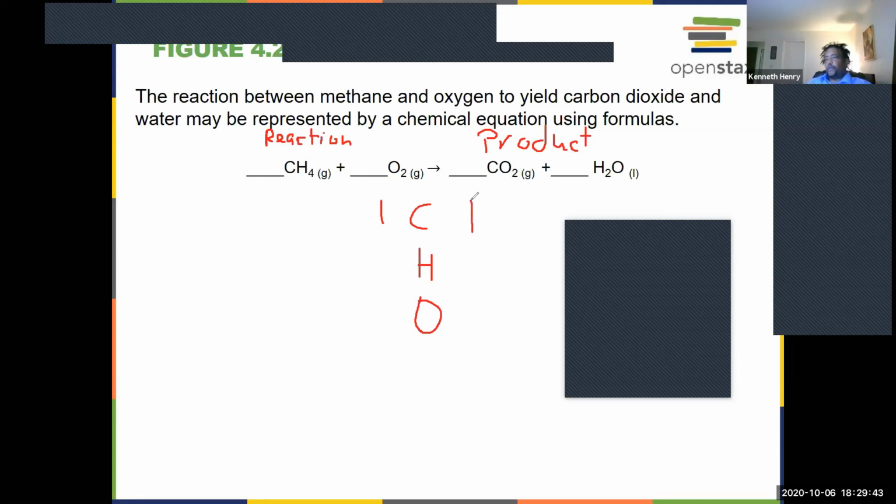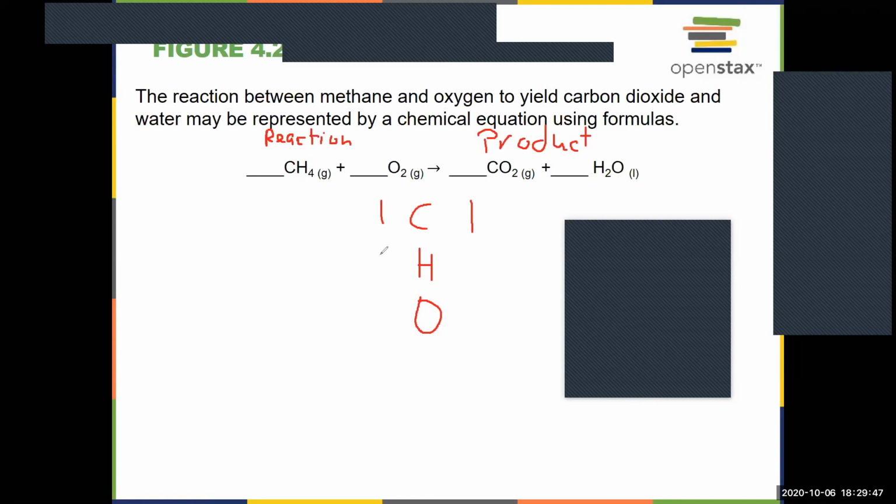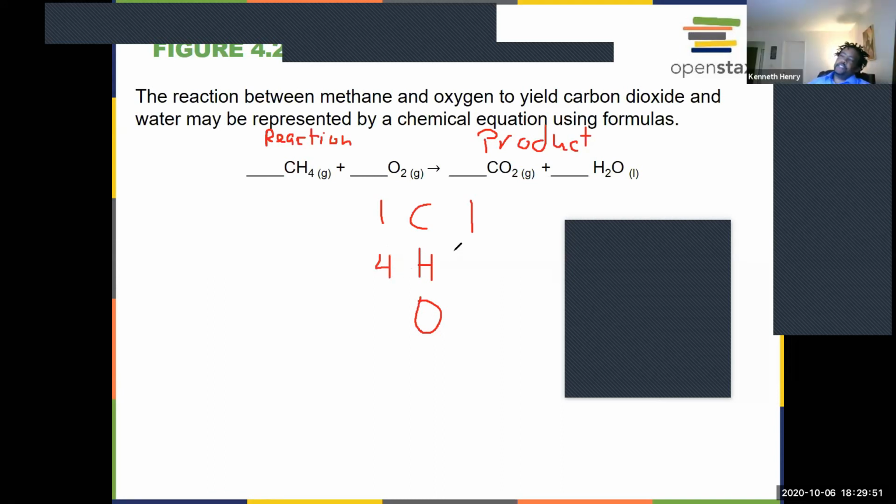On the reaction side of the equation, how many hydrogens do I have? 4. On the product side, how many hydrogens? 2. On the reaction side, how many oxygens? 2. On the product side of the equation, how many oxygens? 3. Is it balanced? Am I done?